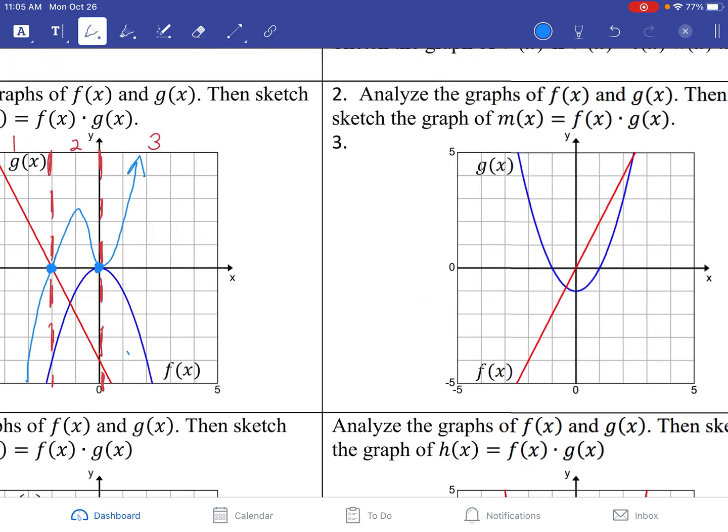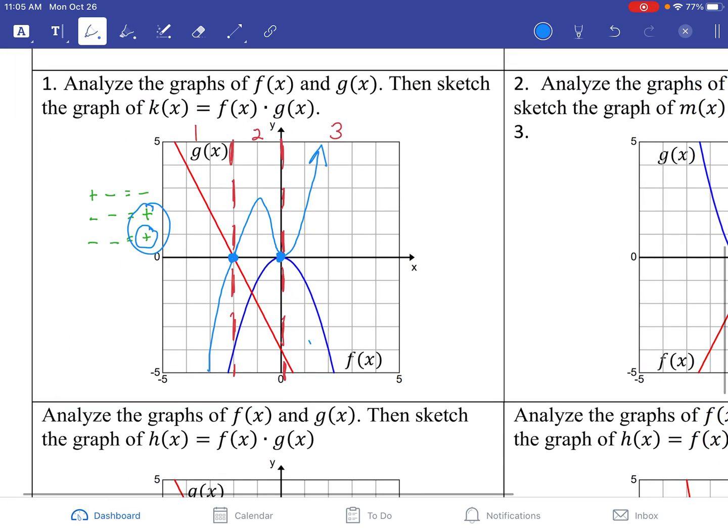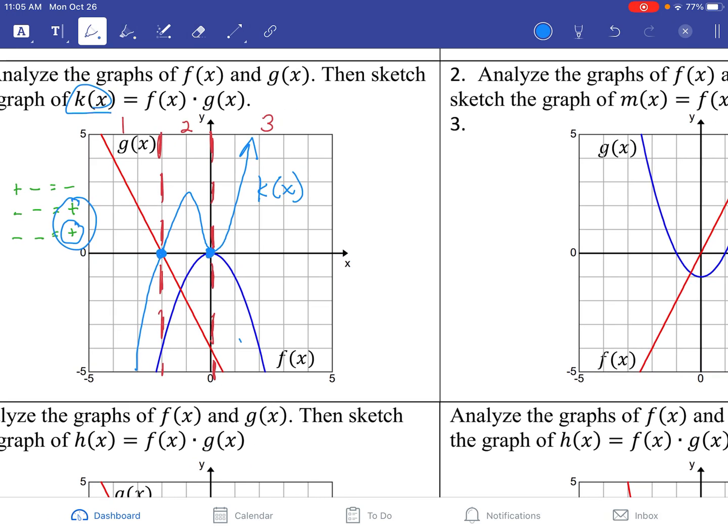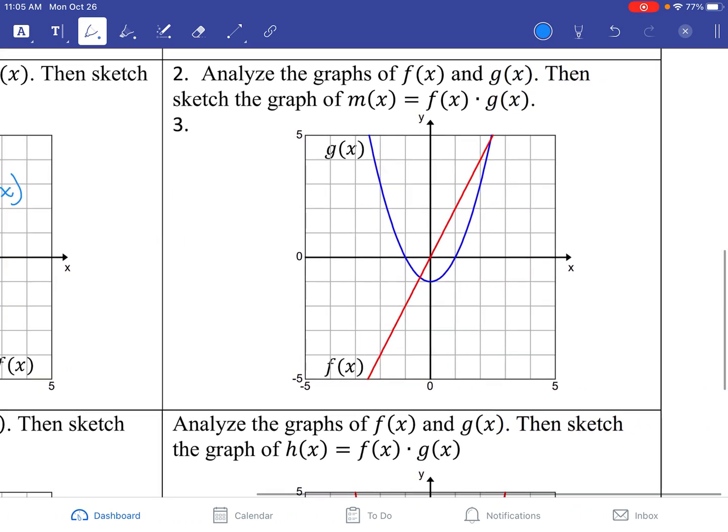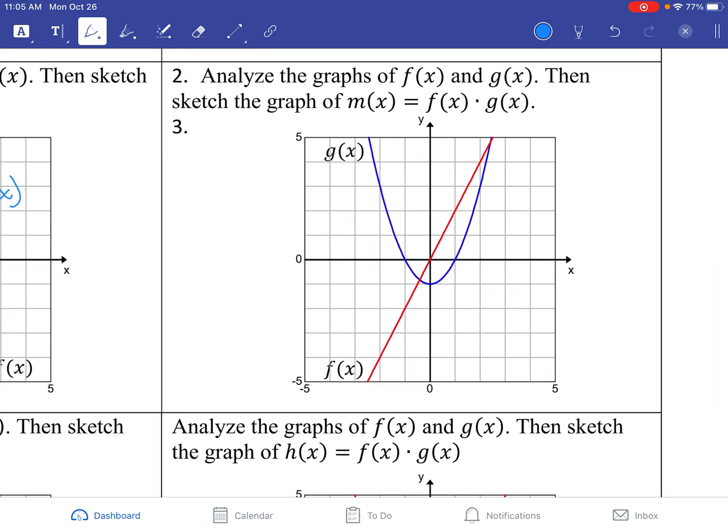All right, and let's go back to this one real quick. We got to label it. We want to make it k of x. So I'll label the line. All right. Let's try this again. We've got one more. I don't know what this 3 is for, so you can ignore that entirely.